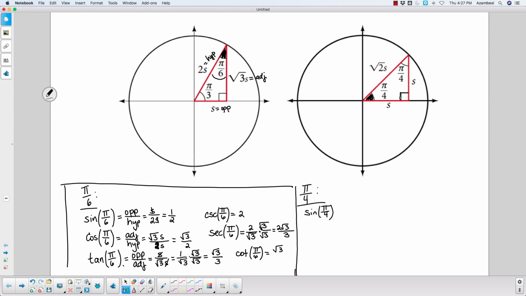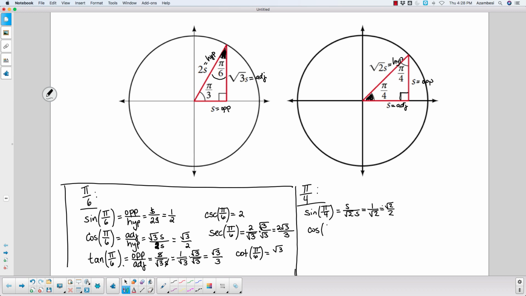And that means that this one is our adjacent, and we have the opposite, and still the hypotenuse. So sine of pi over 4 is our opposite over our hypotenuse, so we have s over the square root of 2s. Simplifying our s's, I have 1 over the square root of 2, which when we rationalize becomes the square root of 2 over 2.